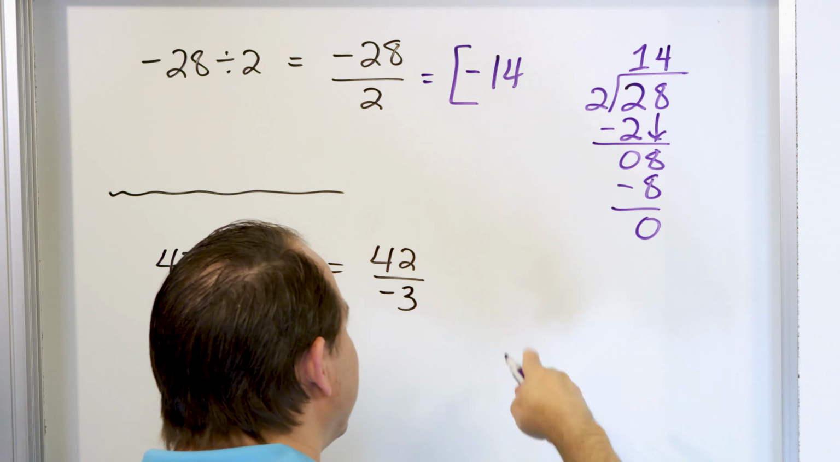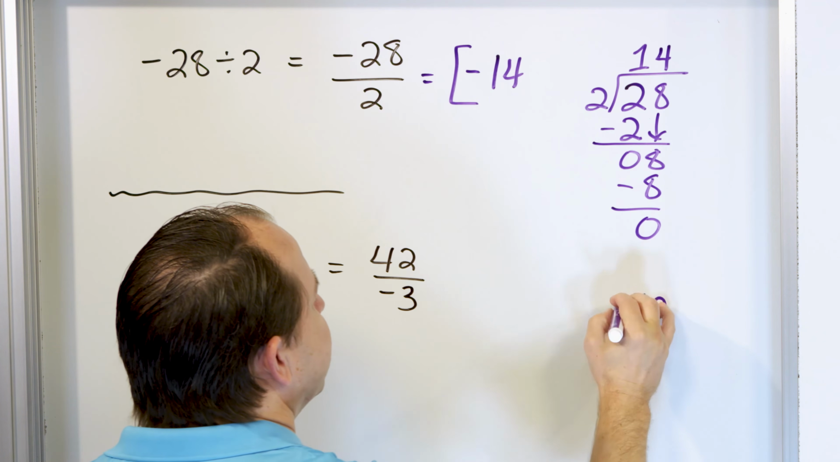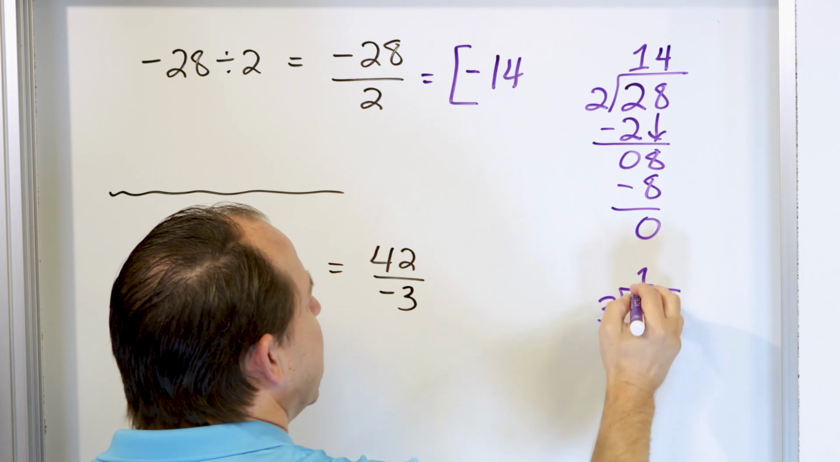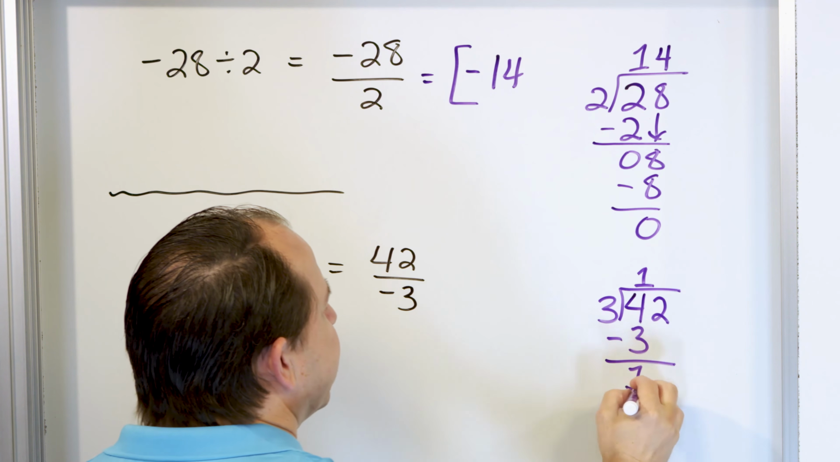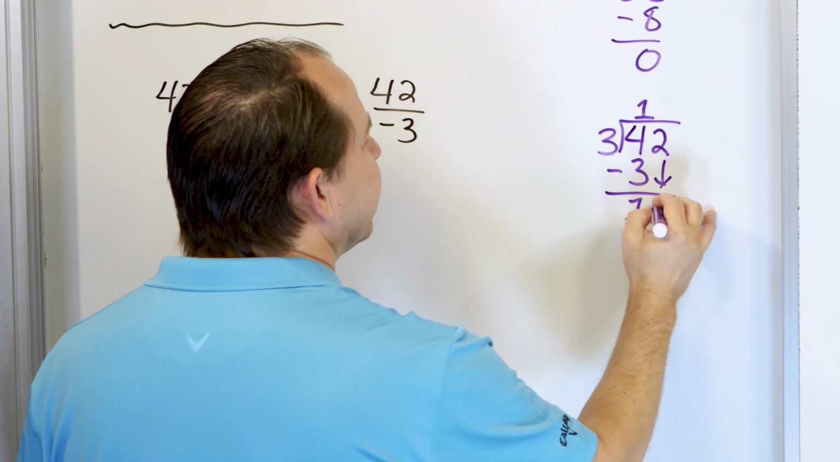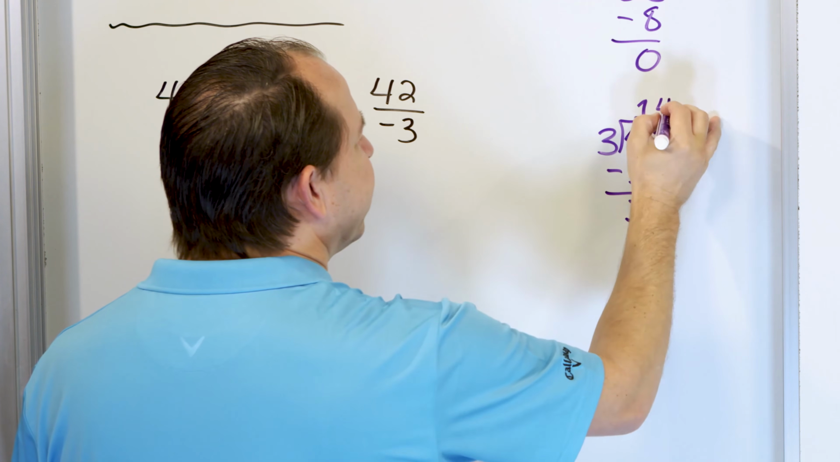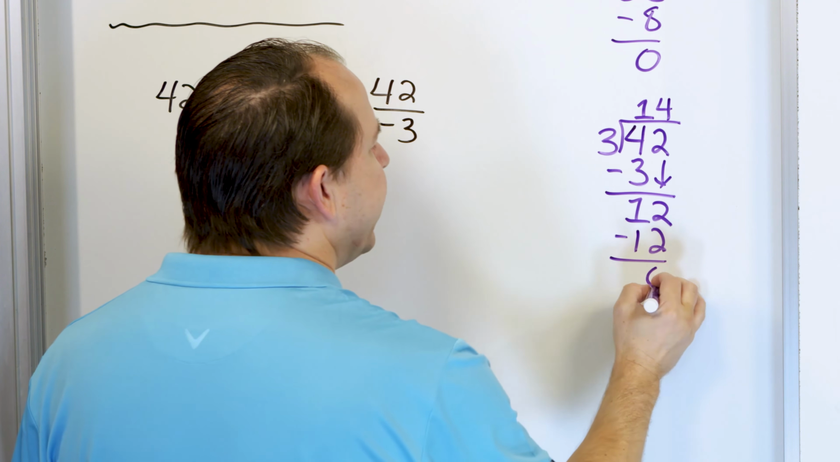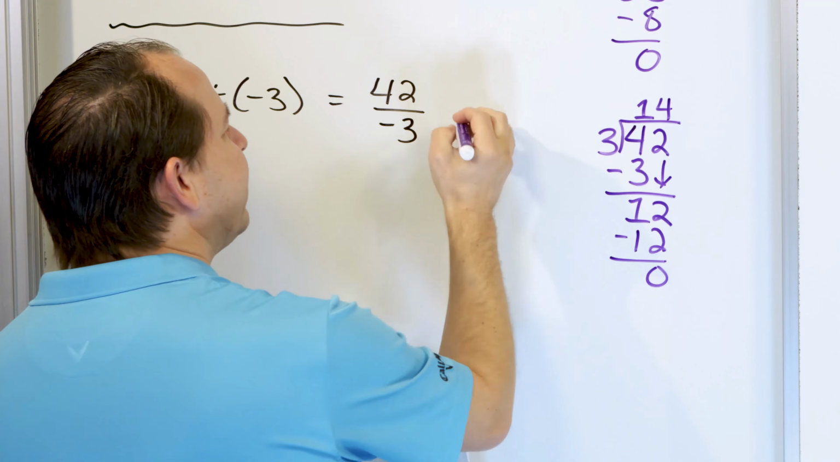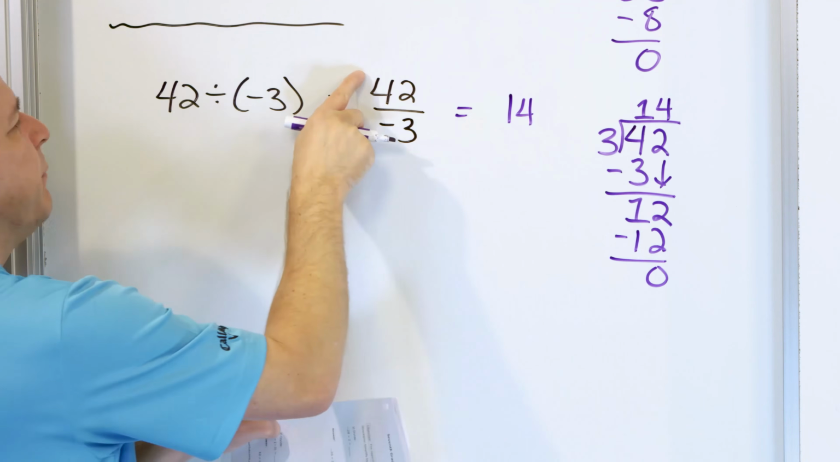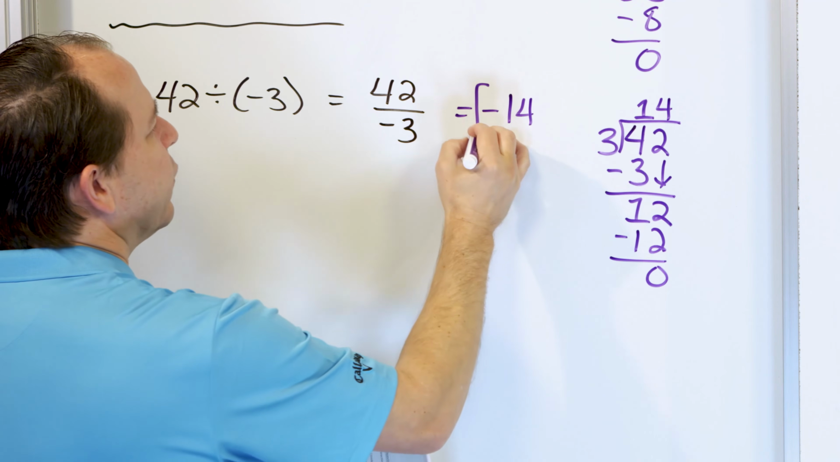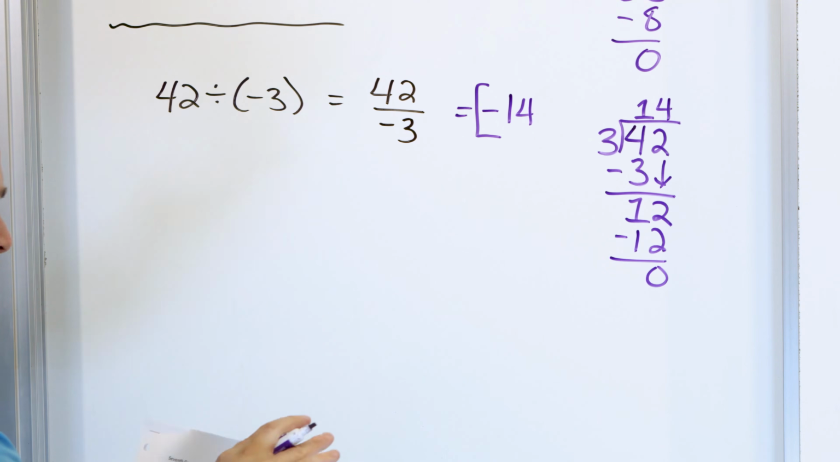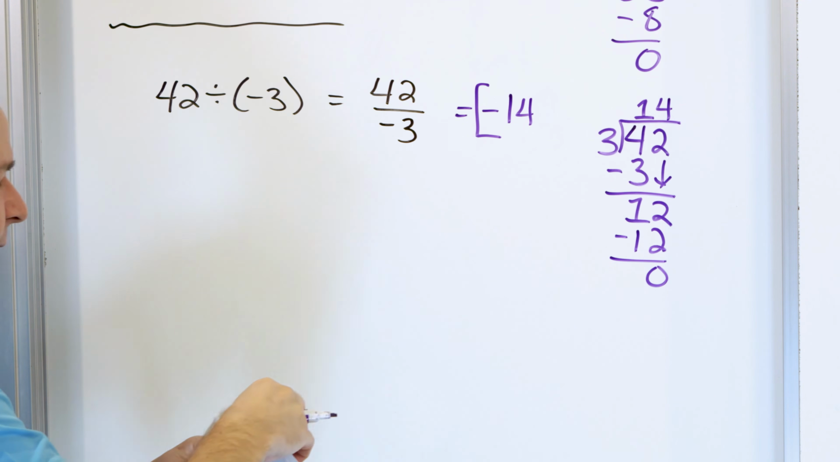Now again, you may not remember what 42 divided by 3 is. So just go over here and say 3 times 1 is 3. The remainder here is a 1. Then we drag down the 2. And 3 times what is 12? 3 times 4 is 12. And the remainder is 0. So we stop. We got an answer of 14. But because it was positive divided by negative, it's a negative 14 because these signs are different. So the answer we actually get there is negative 14.